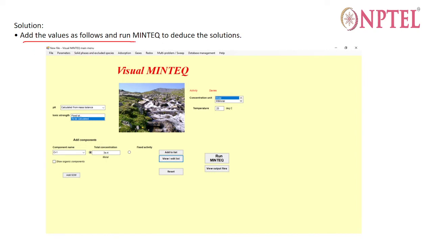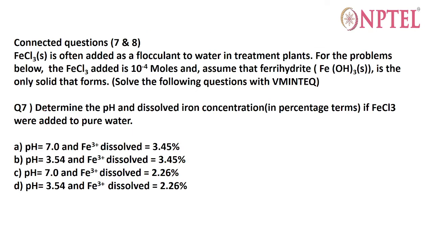You know how to use the vMinteq software. We have been using this for a long time. I hope all of you can give the inputs. The first input is add components, go there. From the drop down, you have to give the inputs. Two inputs you will give. The first one is for Fe3 plus and the second is Cl minus. For Fe, it will be 10 to the power minus 4. For Cl minus, it will be 3 multiplied by 10 to the power minus 4, because from 1 mole of FeCl3, I am getting 3 moles of Cl minus ions.